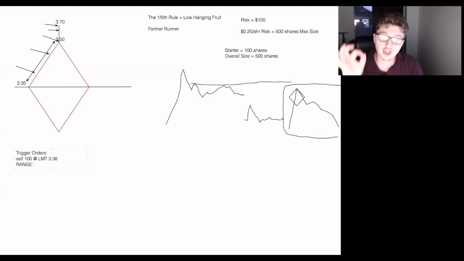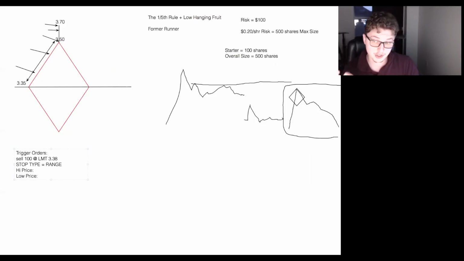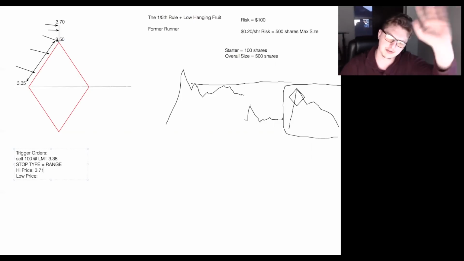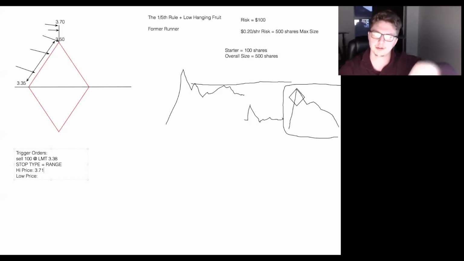Okay, so what you do is you change your stop type to range. Stop type equals range. And then there's a high price and a low price. Our high price is going to be our stop loss, our ultimate stop, okay? It was just 371. It's a penny above the high of day, which is 370, or the previous resistance or whatever. We won't stop out if it goes above 370.